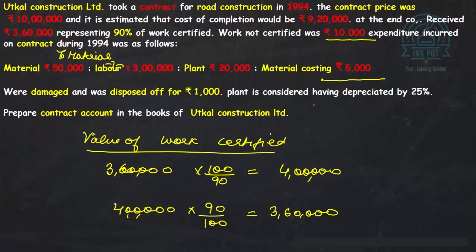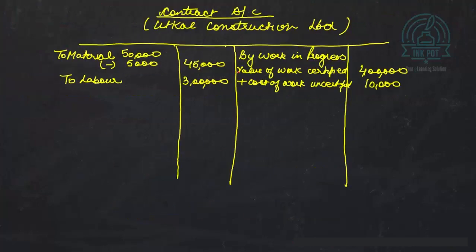So plant is considered having depreciated by 25%. So let me check what is the value of plant. It is 20,000. So depreciation is 25%. That means around 5,000. So we will show the depreciation of plant to depreciation. $5,000. That's it. Now we are going to calculate the profits.